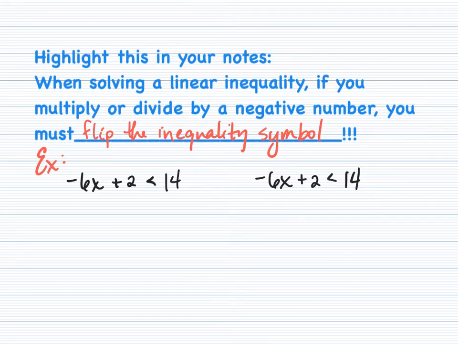Okay, so I have this example, negative 6x plus 2 is less than 14. If I use my normal solving methods with this, subtract 2 from both sides, I have negative 6x is less than 12, divide by negative 6, divide by negative 6, I have x is less than negative 2. But if I check something in that solution region, so something less than negative 2 would be negative 5.